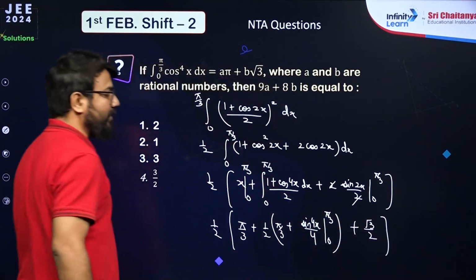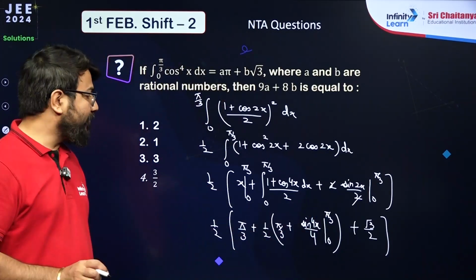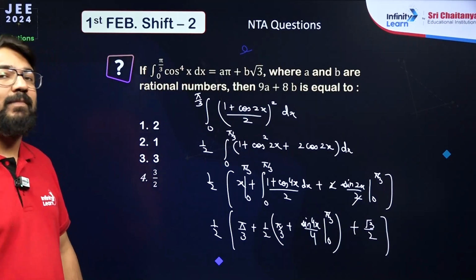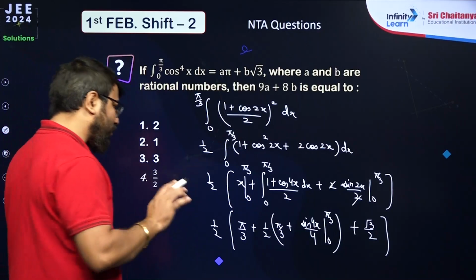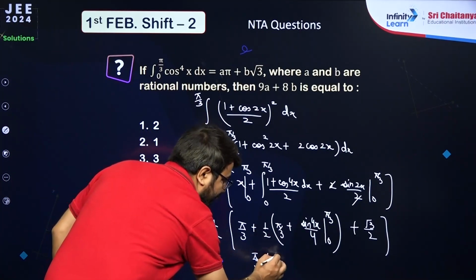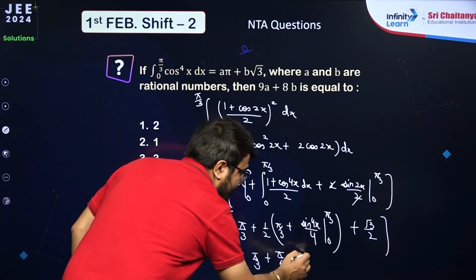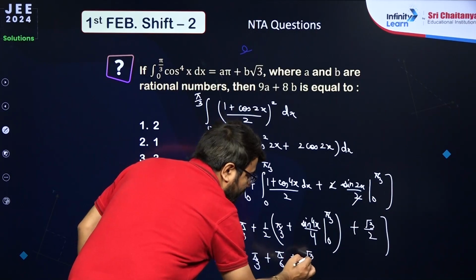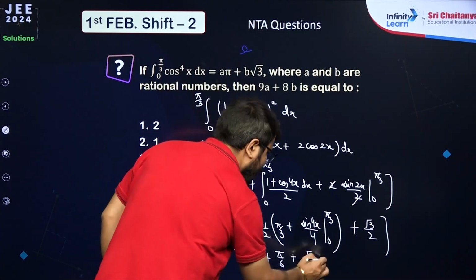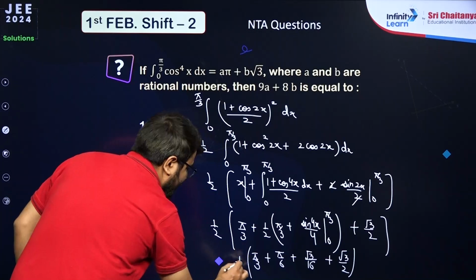Now again I want to simplify this expression. I'll be keeping here sin 4 pi by 3. So what is sin 4 pi by 3? Sin 4 pi by 3 is sin of pi plus pi by 3, so root 3 by 2 will come again. So again it is pi by 3, then it is pi by 6 after the multiplication of half, then it is root 3 by 2. So root 3 by 16 will come over here after keeping the values. And again it is root 3 by 2, and this whole is multiplied by half.